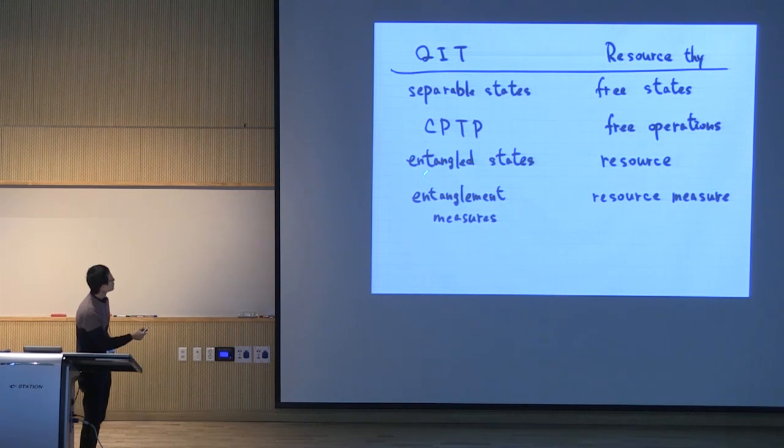But entangled states cannot be created by a CPTP operation. You cannot increase the amount of entanglement by CPTP. So entangled states are initially kind of given to us. So that's why it is called a resource. And what we have constructed as an entanglement measure corresponds, of course, to the resource measure. So entangled states can be regarded as a valuable resource in this context.